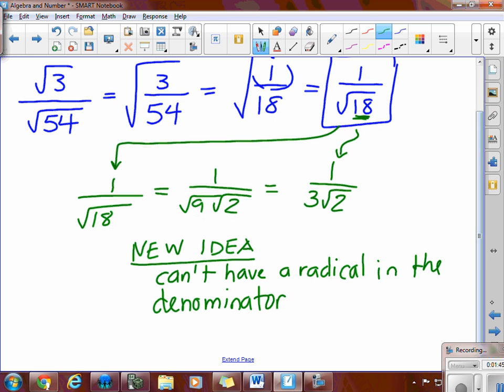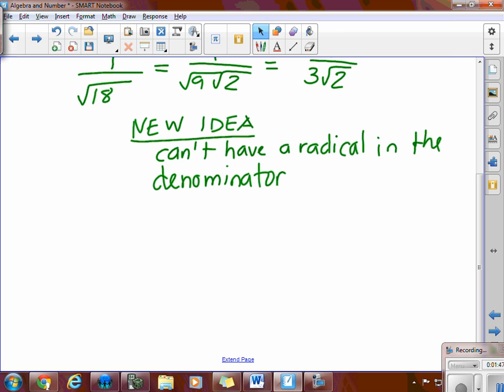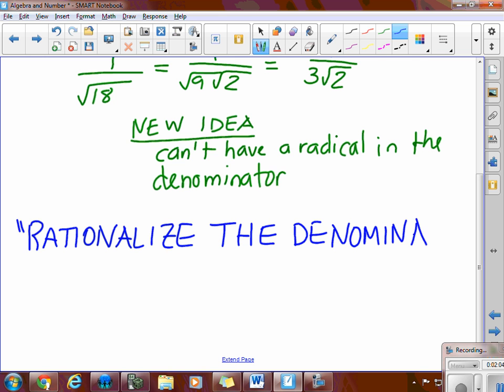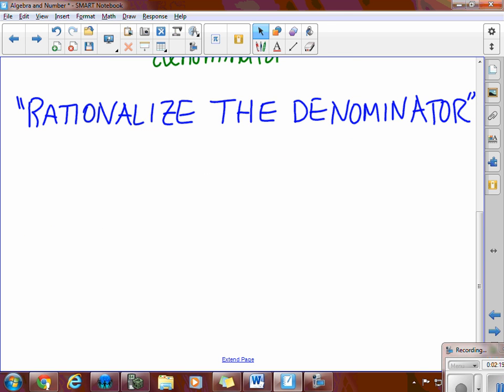So how do we deal with this? Well, this is where we have a huge concept in the idea of radicals come about. We need to rationalize the denominator. This is something that you'll see me ask you all the time. Hey, did you rationalize your denominator? Just like, did you simplify your radical? Did you put your fraction in lowest terms? This is a new concept. Did you rationalize the denominator?